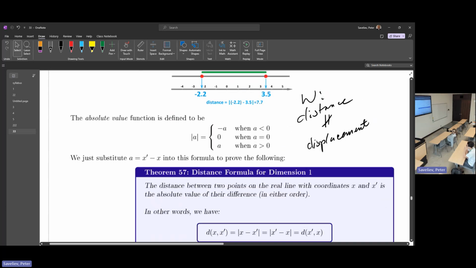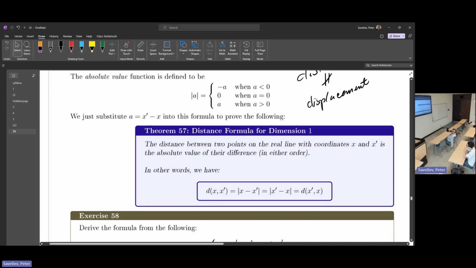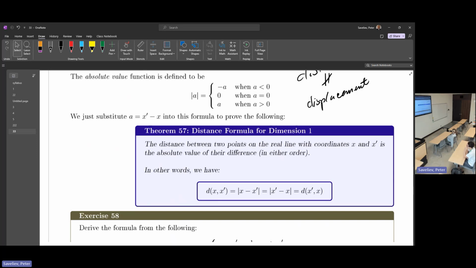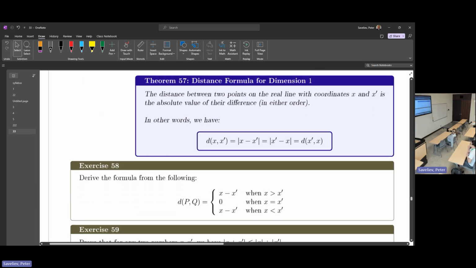So the distance formula is simply the absolute value, d(x, x prime). x and x prime, on one hand, are points, but they are also the coordinates of those points, and therefore, since the coordinates are numbers, we can subtract them. No matter which one comes first or second, take the absolute value, and that's the distance. So once again, an easy problem done the hard way.